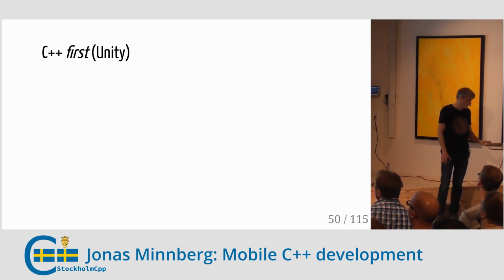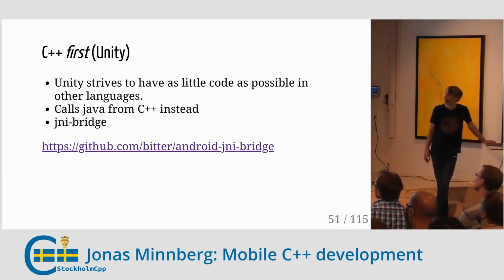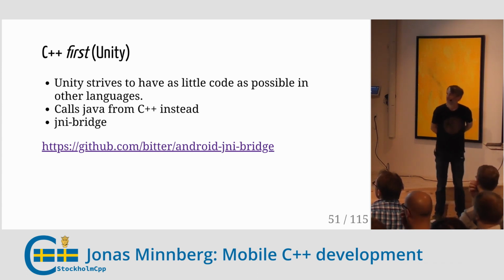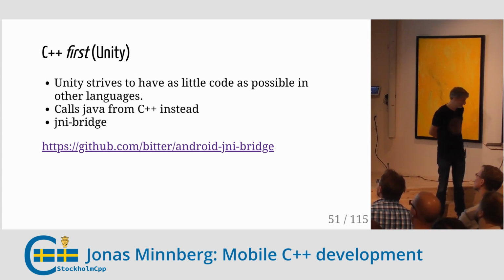And they don't have bindings to jump into Java. They have the other way around. They have something called the Djinni bridge, which is an open source project. Can be interesting to look at. So what they do instead is they use reflection to reflect over the Java classes and generate bindings, functions that you can call from C++ instead, because they want as much as possible in C++. So that's the other way to do it.